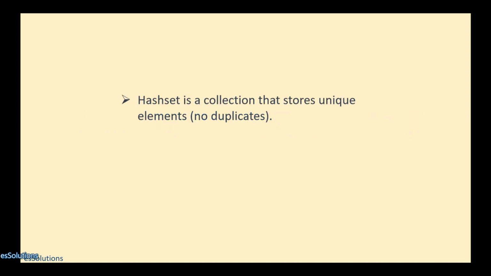The Hashset is a collection that stores unique elements and does not keep duplicates. The major difference between a Hashset and a list is that in a list you can keep duplicate elements, but a Hashset will not take in duplicate elements. If you try to put in a duplicate element, it will not reflect that you put it in. Let's look at an example of how a Hashset works in C#.